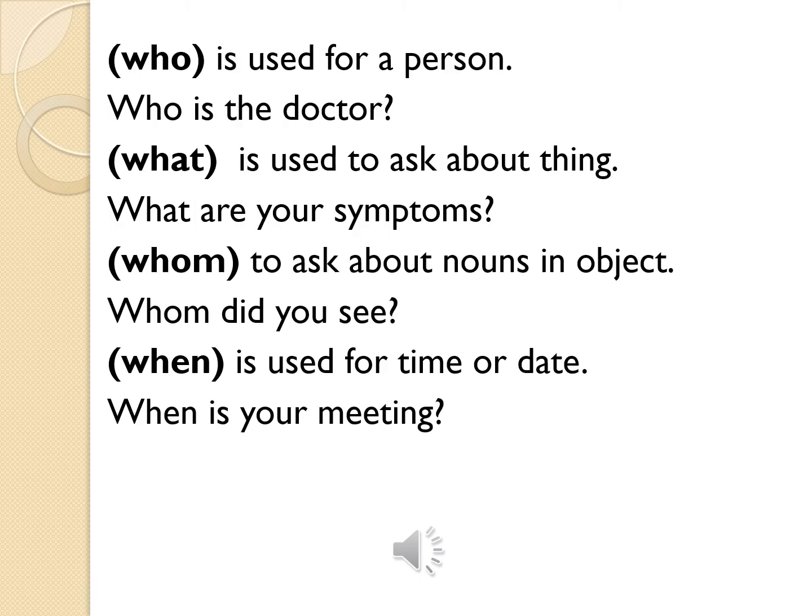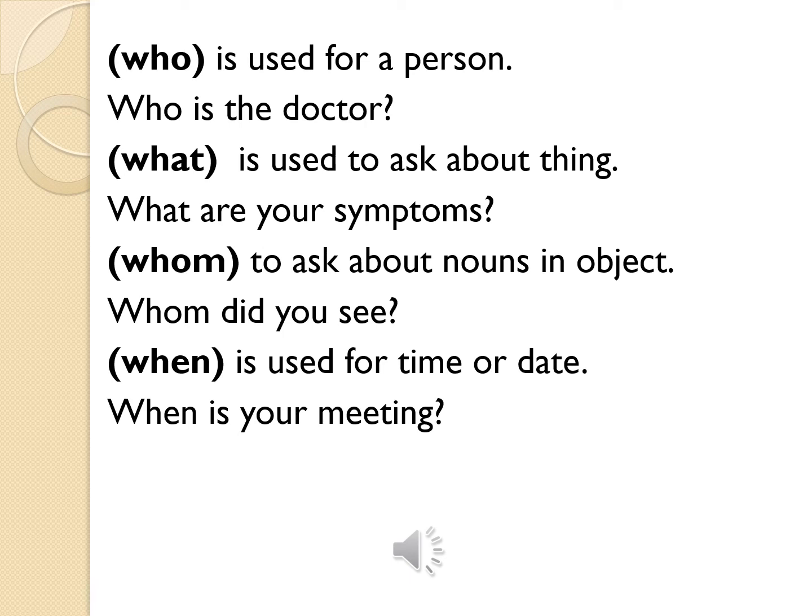We can use who to ask about a person. For example, who is the doctor? What is used to ask about things. For example, what are your symptoms? Whom can be used to ask about nouns in object. So to ask about object, we use whom. For example, whom did you see?